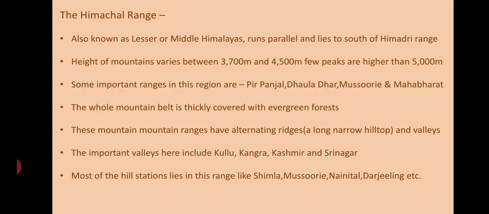Now second is the Himachal range. The Himachal range is also known as the Lesser or Middle Himalaya, and it runs parallel to the Himadri range, towards the south of the Himadri range. The height of the mountain here varies between 3700 meter to 4500 meter, and there are a few peaks which are even more than 5000 meter. Here you will find some very important ranges, and they are Pir Panjal, Dhauladhar, Mussoorie and Mahabharat range.